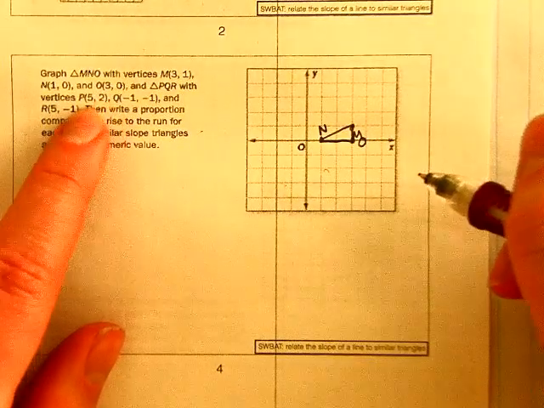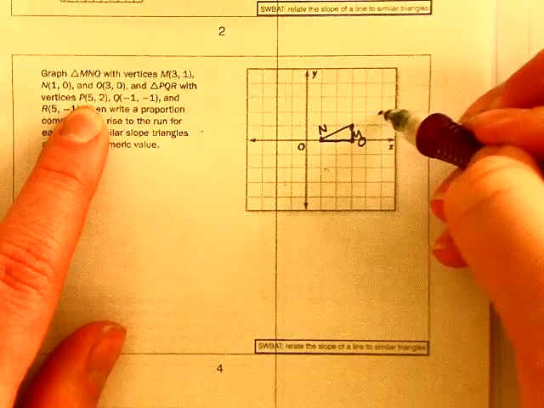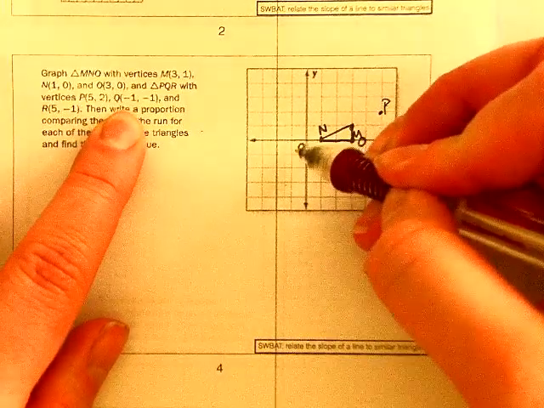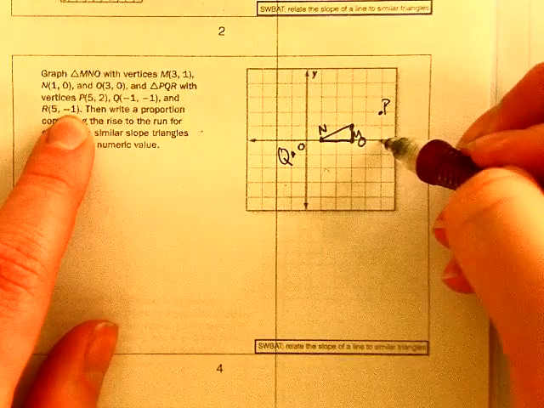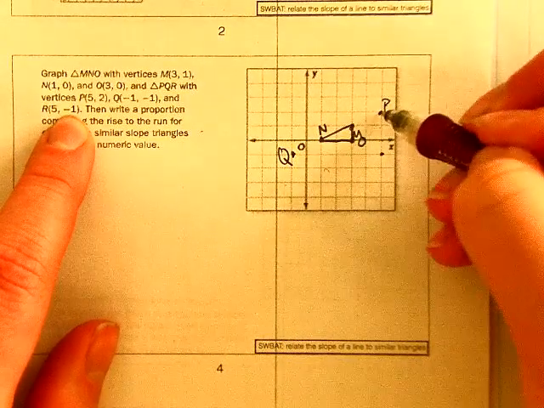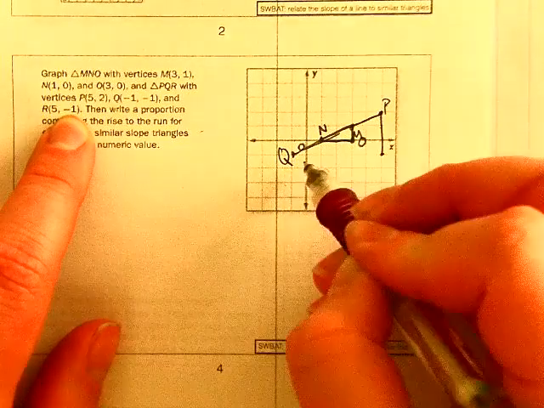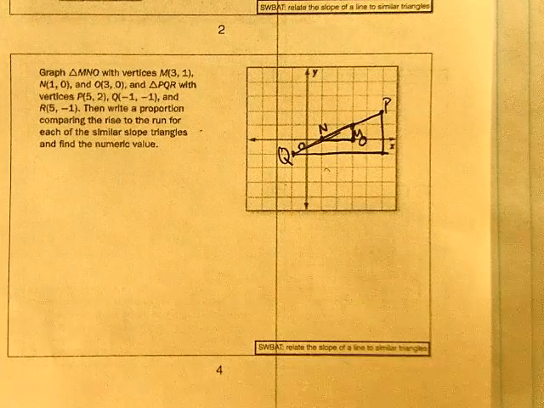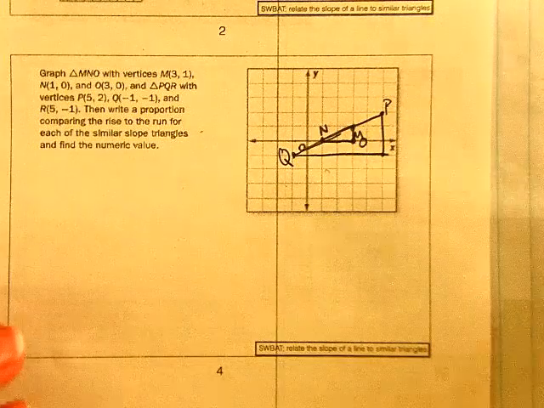And PQR with 5, 2. So 1, 2, 3, 4, 5, 1, 2. That's P. Q is -1, -1. And R is 5, -1. So we're going to see here that the hypotenuse of both are repeats, so that they are slope triangles, and that they're going to be similar. Then write a proportion comparing the rise to run for each of the similar slope triangles.